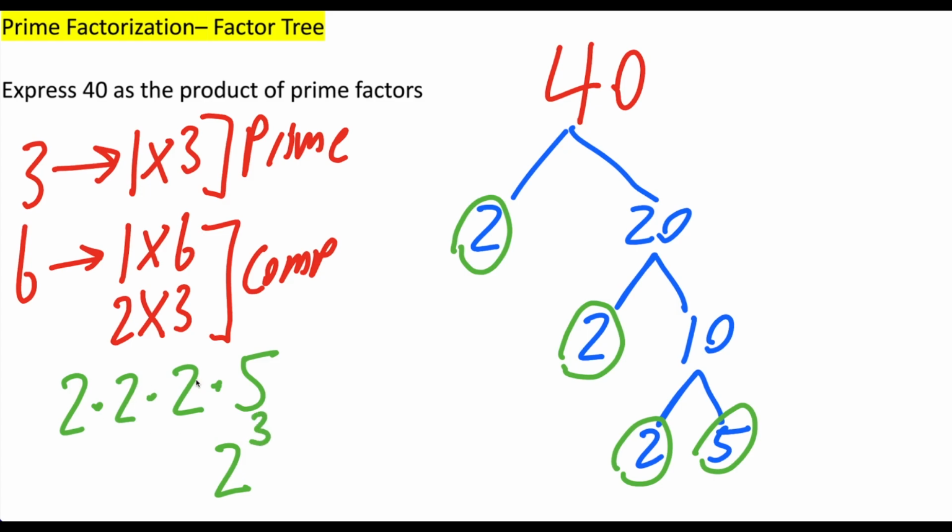And another way to write this, you could say 2 cubed. We have 1, 2, 3, we have 3 2's, times 5. They're all equivalent because the question is asking for the product of prime factors, and both methods are products. You could say 2 times 2 times 2 times 5, or you could say 2 cubed, which is the same as this piece, times 5.